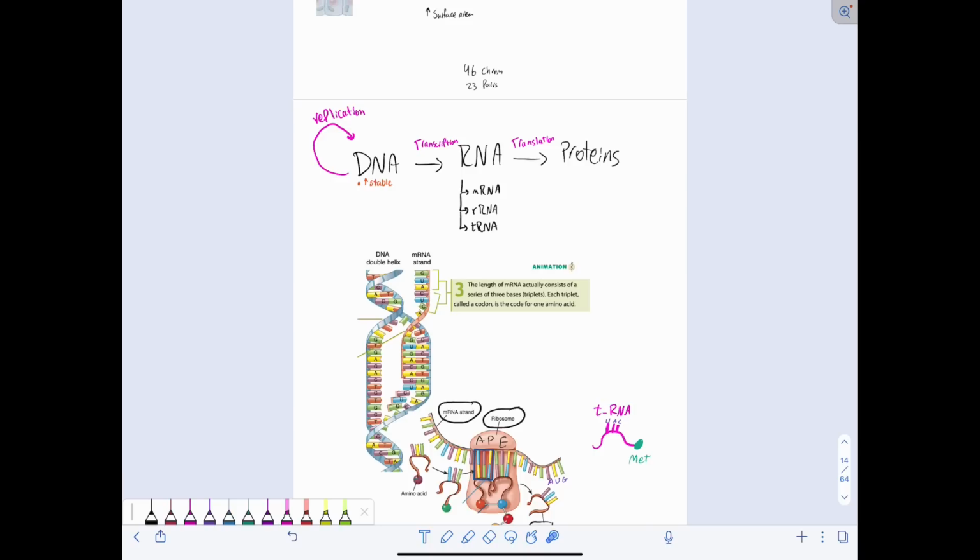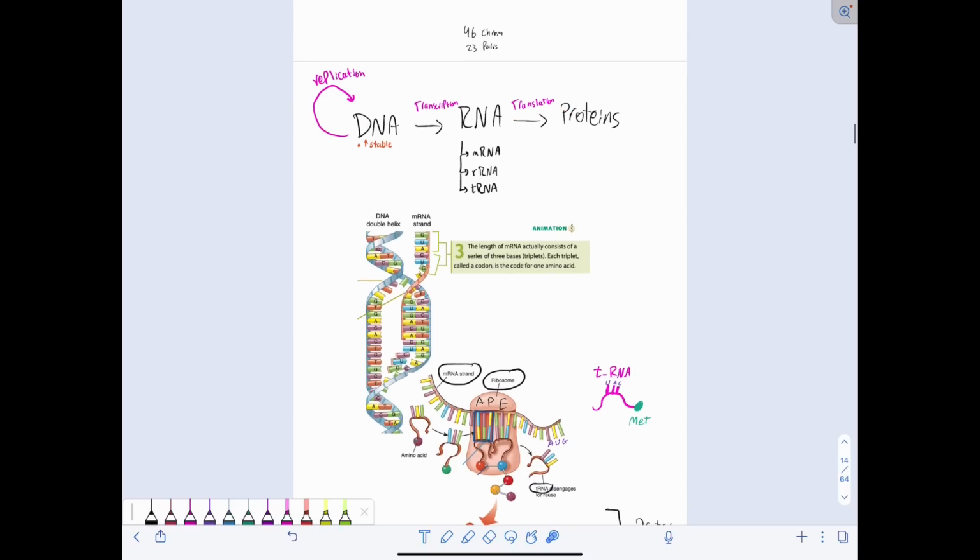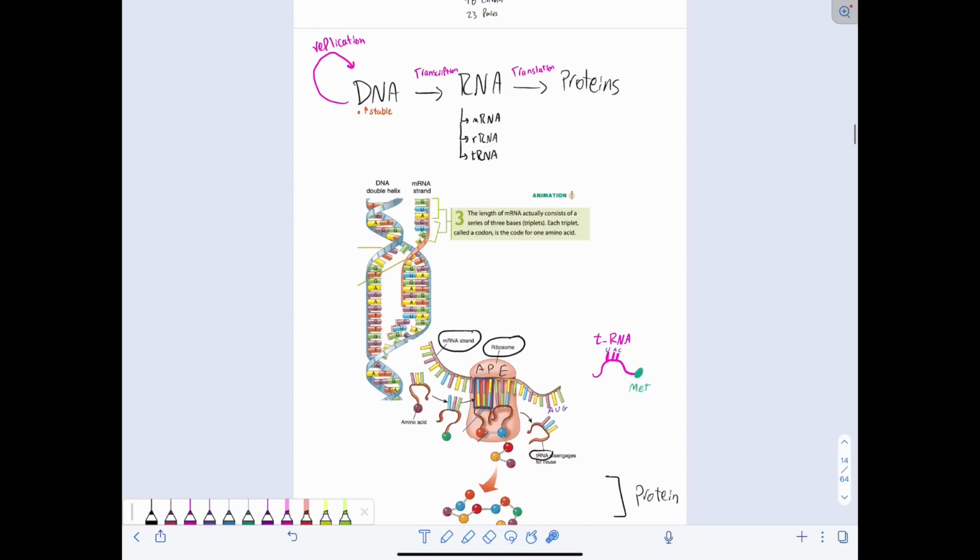translation, for protein synthesis translation, right? So translation really takes place starting at a methionine amino acid. So we talked about RNA going to proteins, that's called translation, and I think that's really the main thing you need to understand from this.